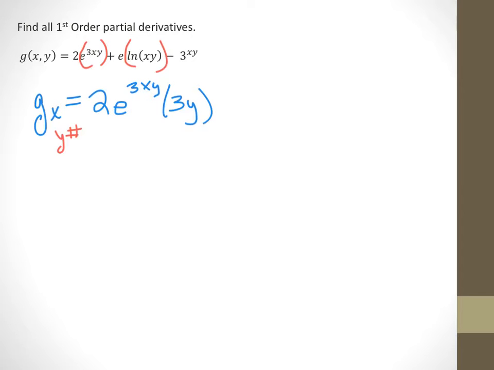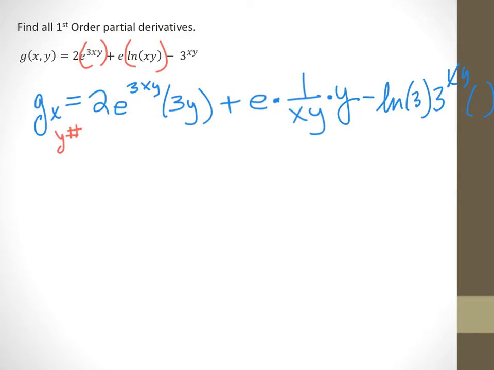E is a coefficient, so plus e times the derivative of the natural log of xy. So it's 1 over xy. Sorry, that's a multiplication. Multiply that by the derivative of xy with respect to x, and you get a y. And then that last piece, when you have an exponential whose base is not e, you get a derivative of the natural log of 3. Keep the exponential. Chain rule out. Sorry, I'm off to the side. Chain rule out. The derivative of xy with respect to x is y. This looks horrible.